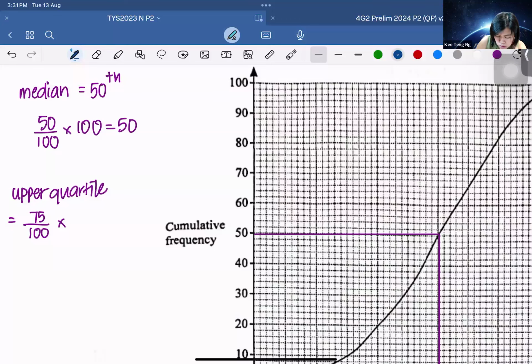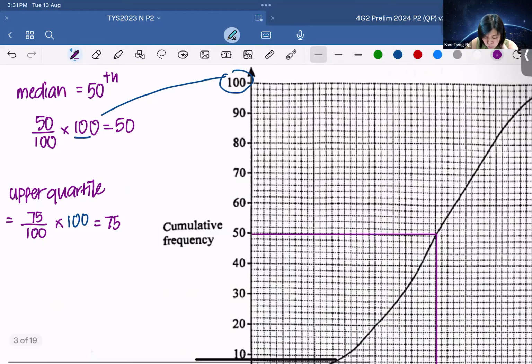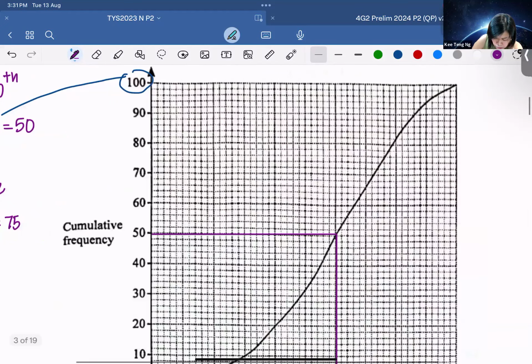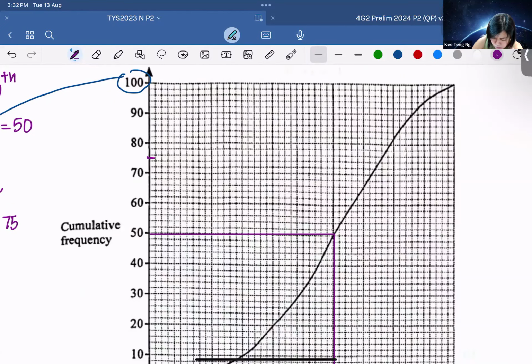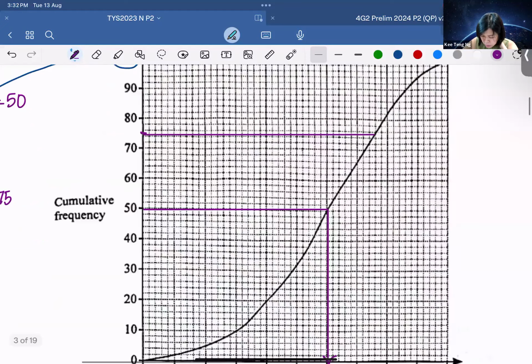75 out of 100 times my total. This should be my total based on the number here, times 100. It happens that it's 100, not always going to be 100. Then this number is 75, but that is not my answer. I need to read the graph. So 75, I'm going to read my graph.